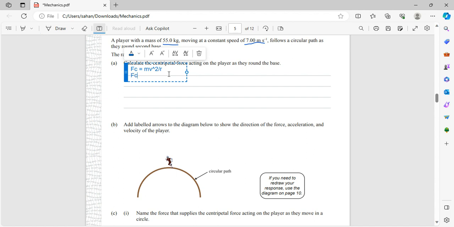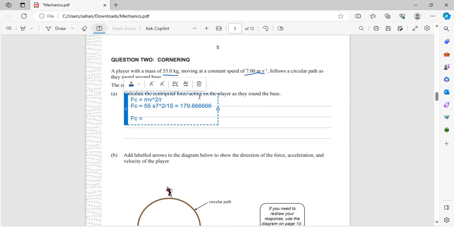So Fc is equal to, and by the way, this looks like an achieved question, 55 times, what's v squared? 7 squared over r, which is 15 meters. Okay, so let me do that on my calculator. 55 times 49 divided by 15. So I get 179.66666. Then I'll just finally put Fc is equal to, and I want to round it to the correct number of significant figures.